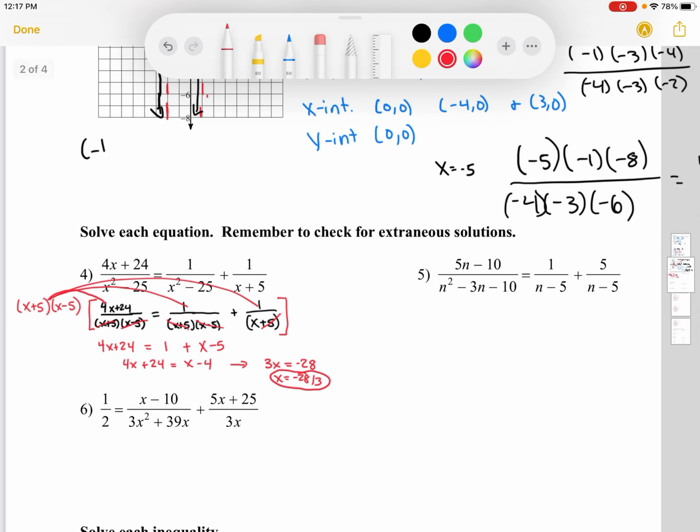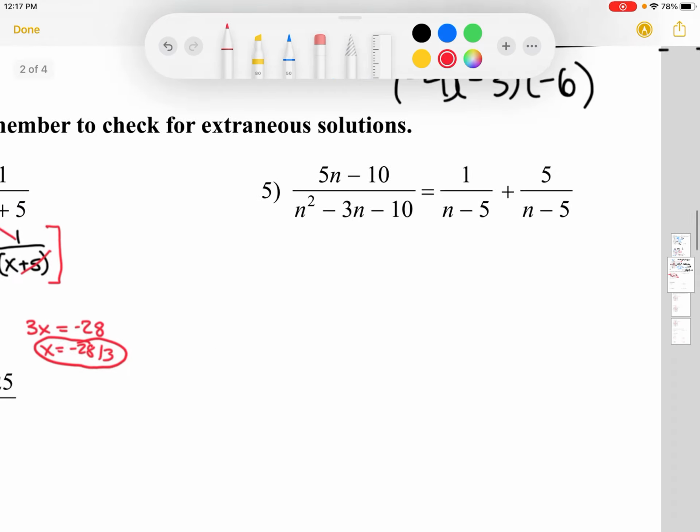We only need to check extraneous solutions when we end up with a quadratic when we did not have one. Any linear term is going to work out just fine.